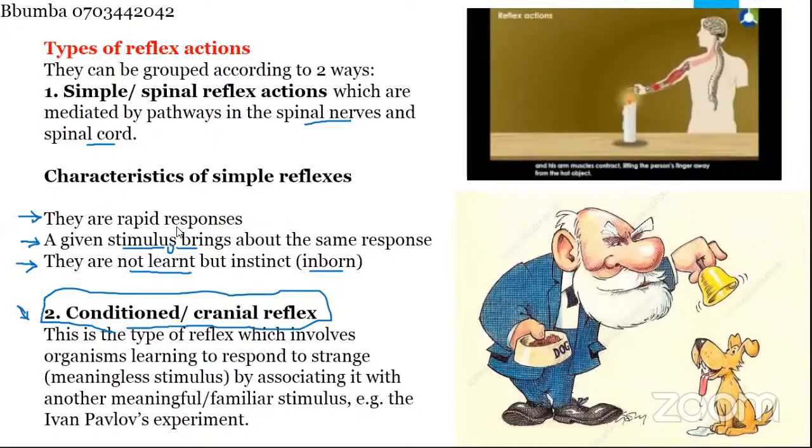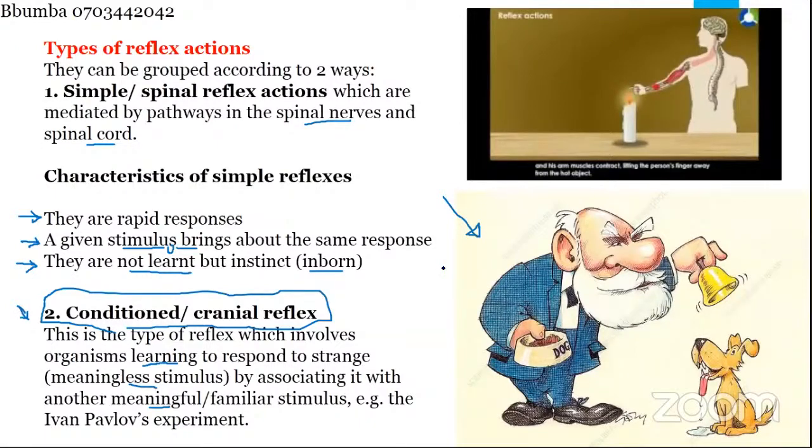Then the conditioned reflex is a type of reflex which involves organisms learning to know and then to respond to a strange, meaningless stimulus by associating it with another meaningful, similar stimulus. And the most common example was put for us by a man called Ivan Pavlov. He was a Russian. So the famous Pavlov's experiment and Pavlov's dogs. Even if you begin searching about Ivan Pavlov and his experiments, they will bring you that.